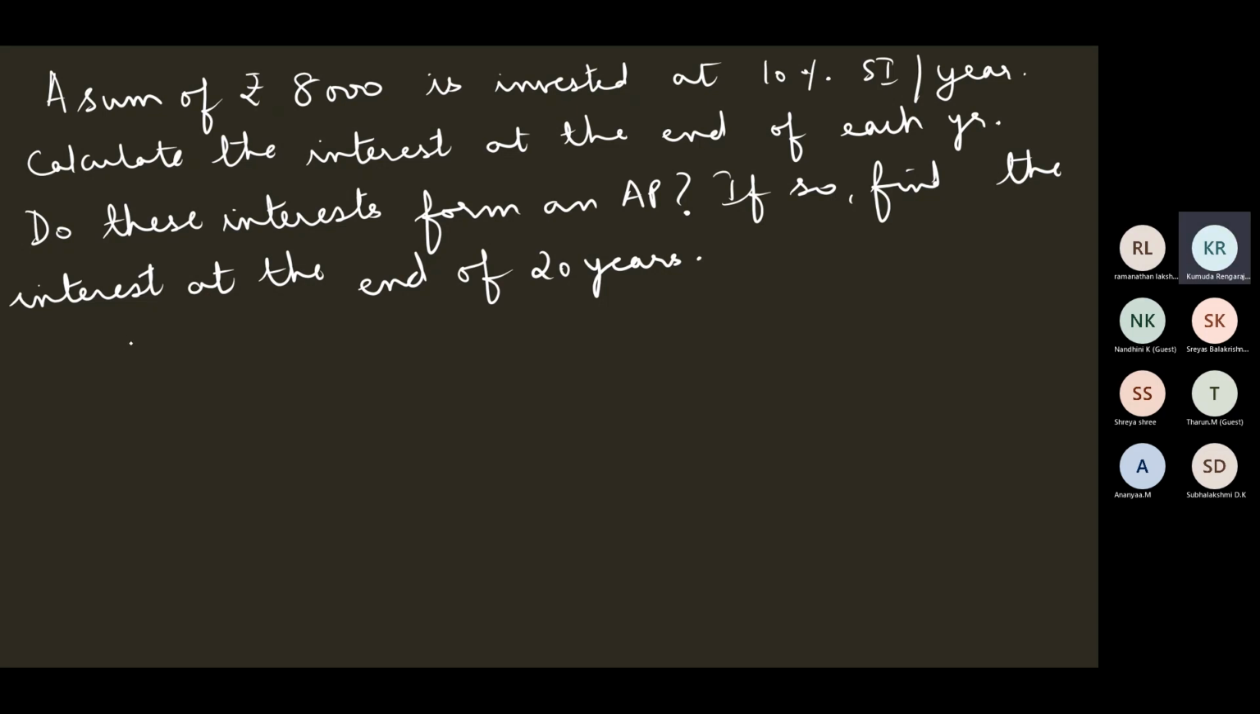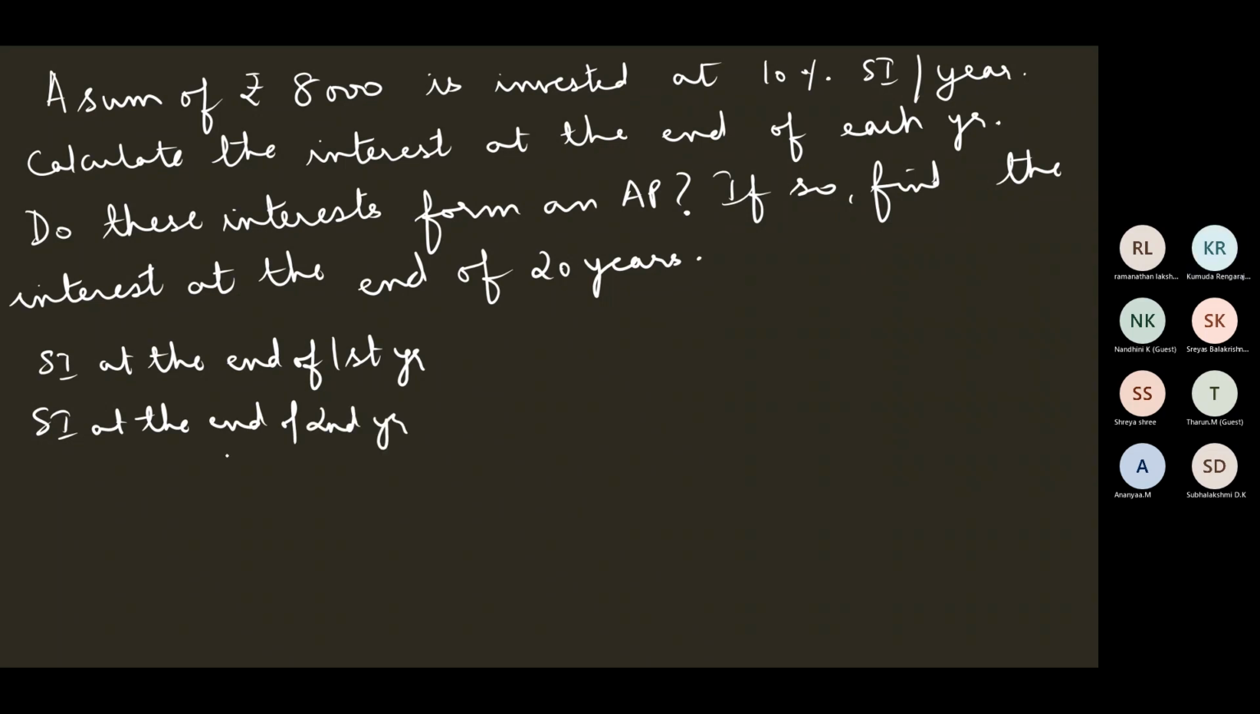If you have to find the simple interest at the end of the first year, then you should use the time as 1. Simple interest at the end of first year. Simple interest at the end of second year. Simple interest at the end of third year.